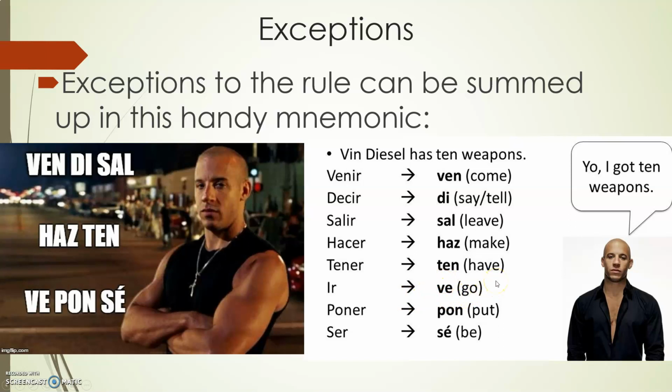This is weird because ver, to see, also turns into ve. Okay, so it means both go and see. Poner turns into pon, and ser turns into sé. Okay, so if you can remember ven di sal, hazten ve pon se, then you can remember the exceptions in the imperative form.